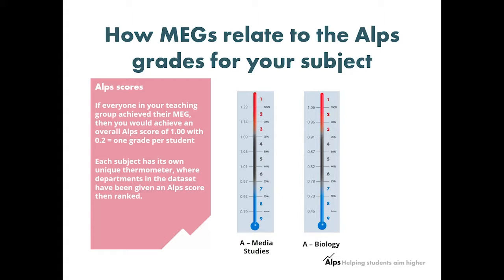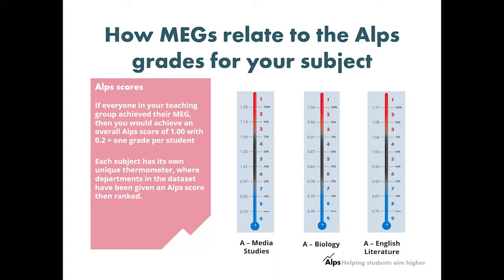Now, does that mean that media studies is easier than biology? There are many reasons why that is the case. So it's not about subject difficulty. It could be that the quality of biology teaching is very poor, so students don't make the same progress. I can say that because I'm a biology teacher. But you've got to understand the context to be able to understand how to target set. A third example would be English literature, where if you get the MEG, you're pretty much bang on that grade 4, top 40%.